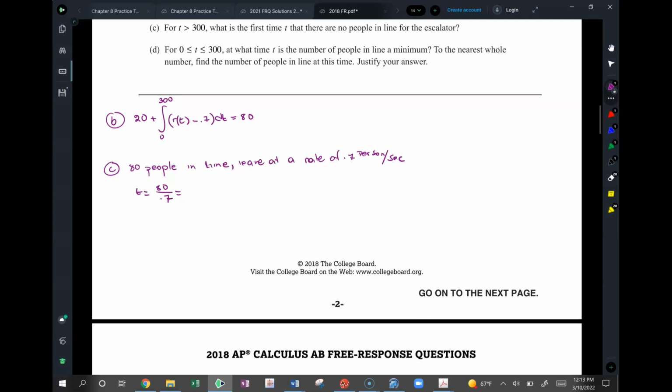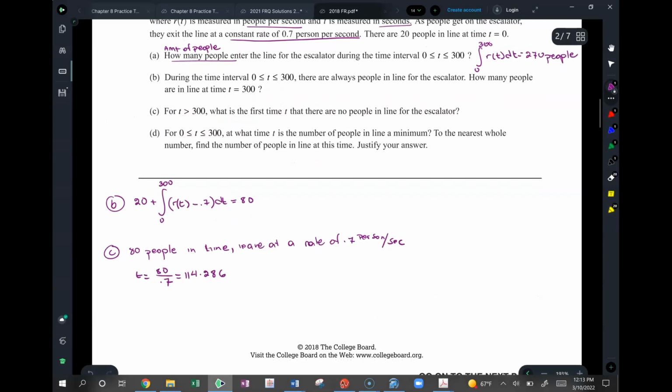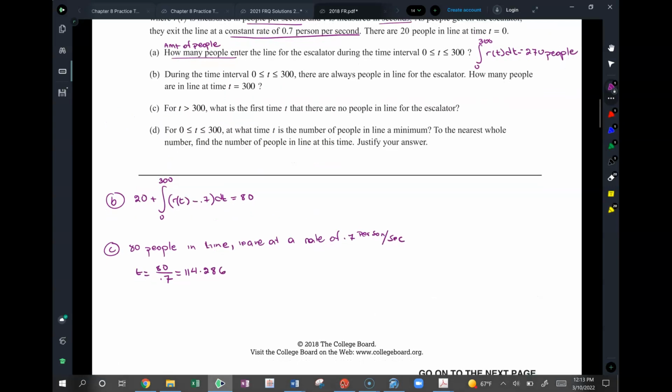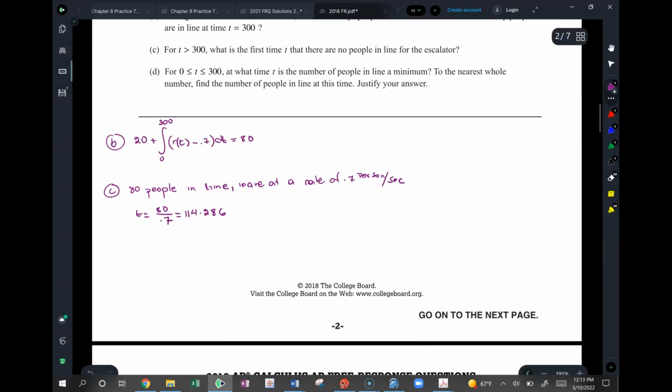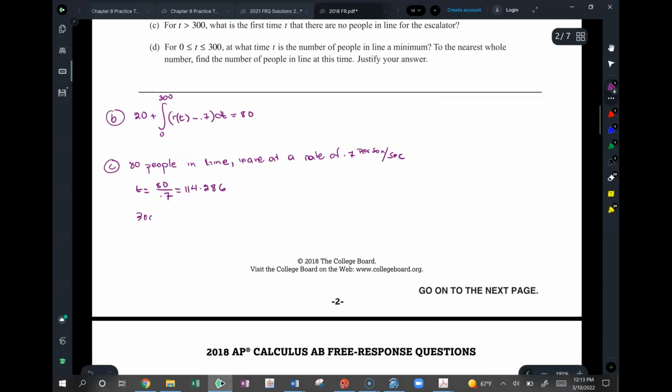114.286, yes. Okay? So what is the question saying? For t greater than 300, what is the first time t that there are no people in line? So it's 114 seconds after the 300 have passed, right? So it's 300 plus 114.286, which is 414.286 seconds.